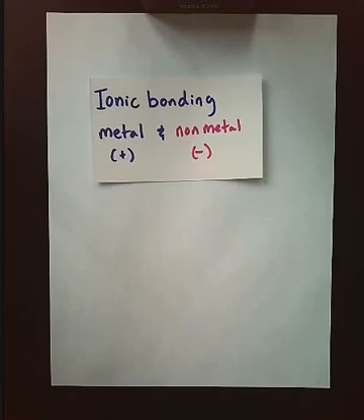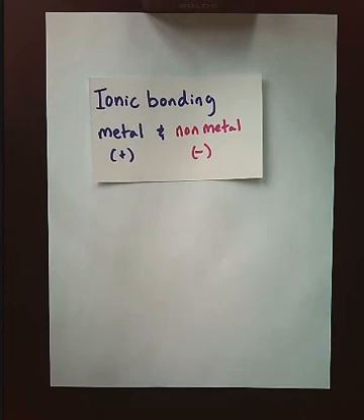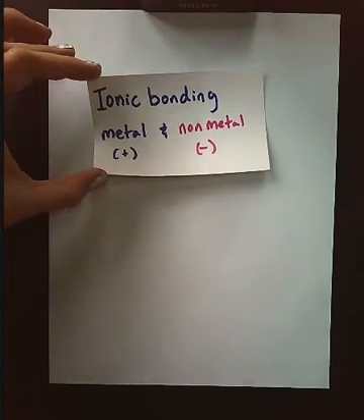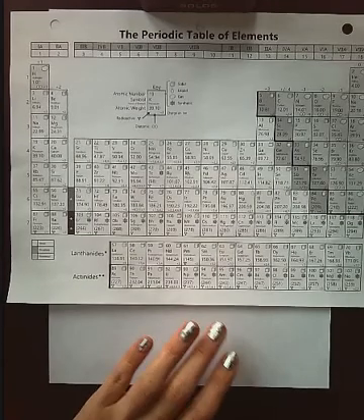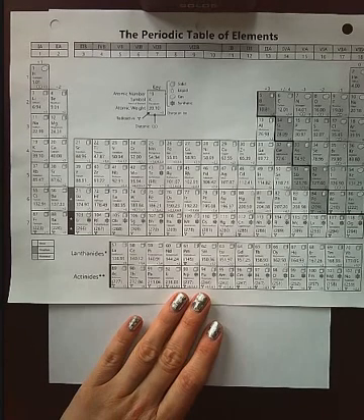All right, I'm going to take a look at ionic bonding. Ionic bonding is between a metal and a nonmetal. Metals are positive and nonmetals are negative. What does that mean? Well, let's look at the beautiful periodic table of elements. Mendeleev did a wonderful job at doing this.